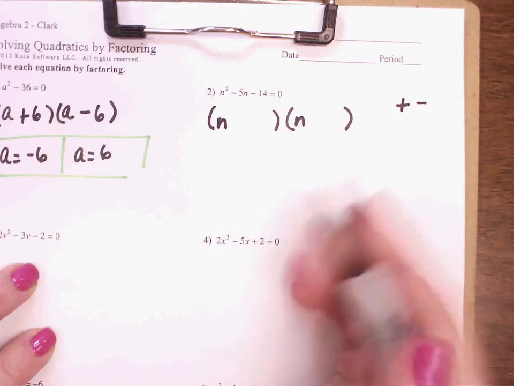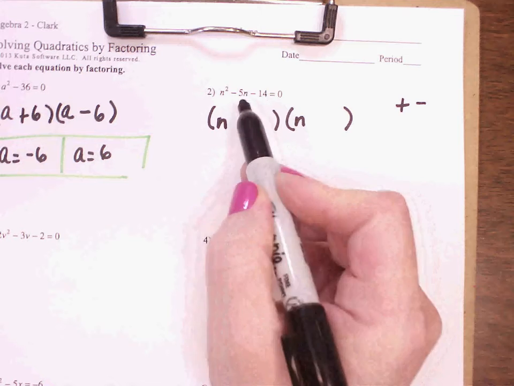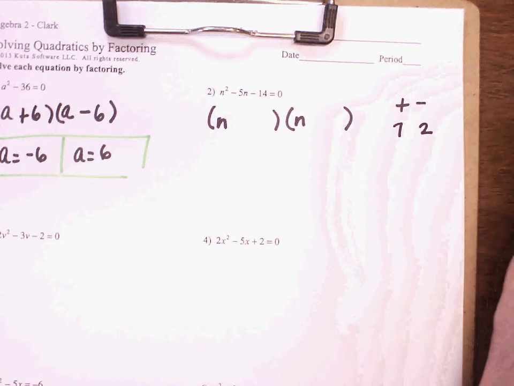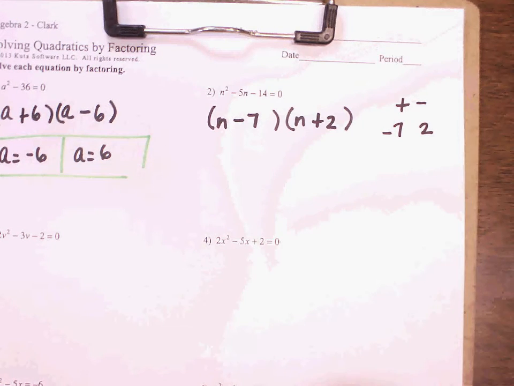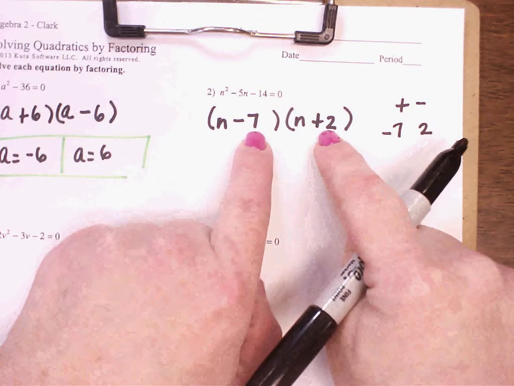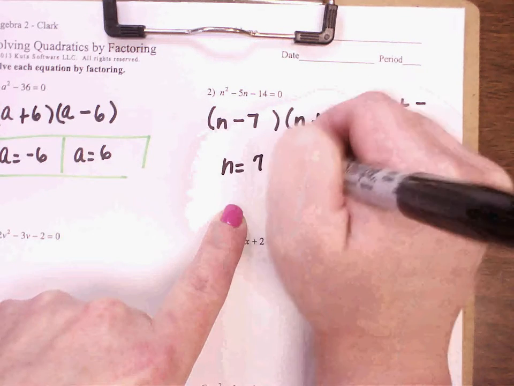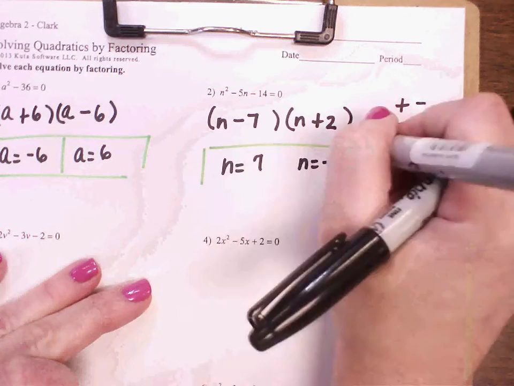All right. So n squared would be n and n. And then it needs to multiply to -14 and add up to -5. All right, and which one needs to be negative? The 7. So -7 plus 2. Yay? -14, when you take away, -5. So n equals what? 7 and?